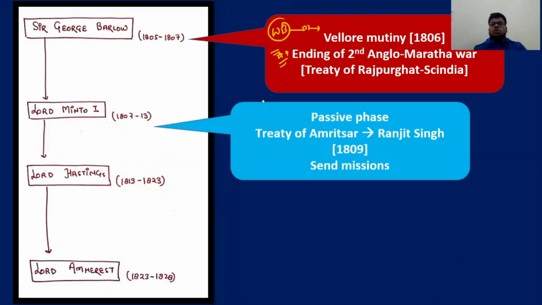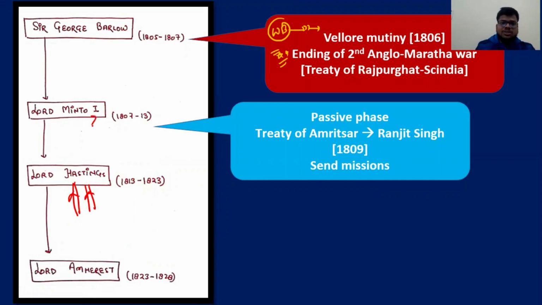Then after John Borlaug comes the period of Lord Minto I, which, as we have discussed, was a passive phase. The Treaty of Amritsar was signed with Ranjit Singh, and he sent four missions to different areas. We'll see that. Then comes the time of Lord Hastings, and this is what we have to study today. We have to study the times of Lord Hastings.